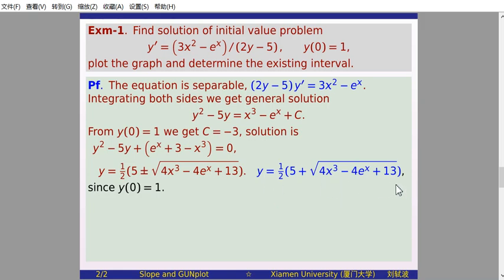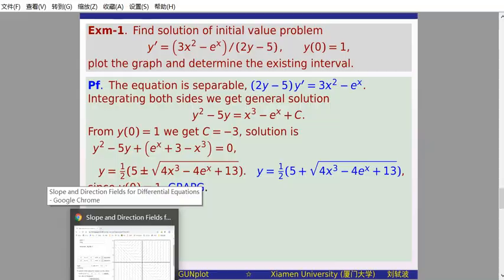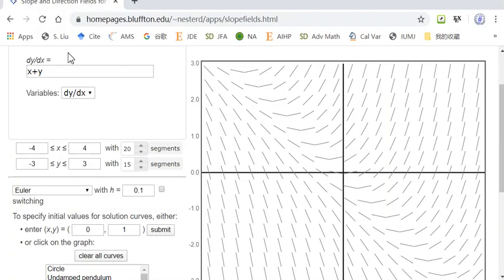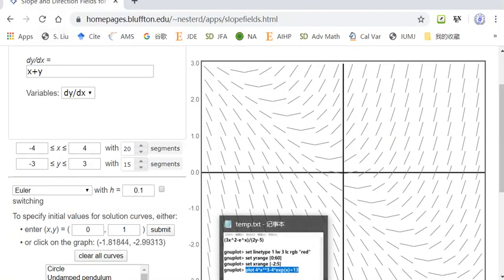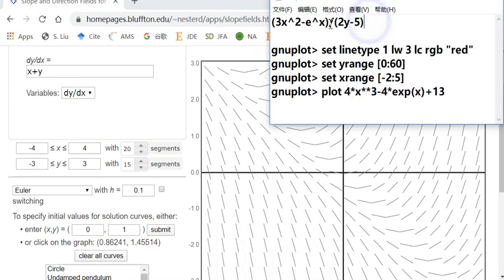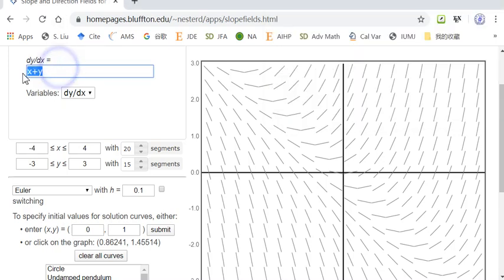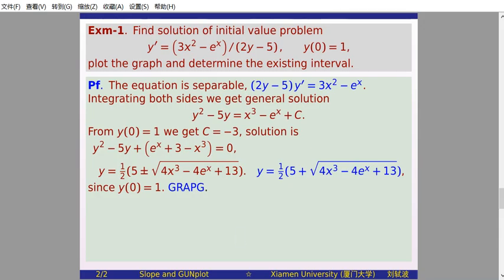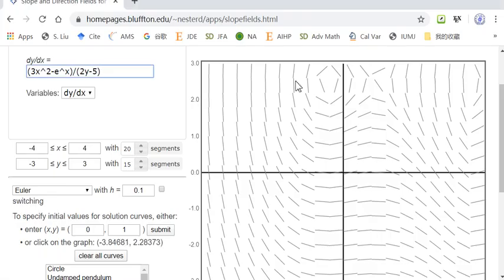Okay, so we'll plot the graph of this formula using Slope, which I introduced to you previously. So this is the web page, and we input the equation, which I already prepared here. We place the expression y prime equals (3x squared minus e^x) over (2y minus 5). This is exactly our equation. So we press enter, and we get the direction field of the equation.